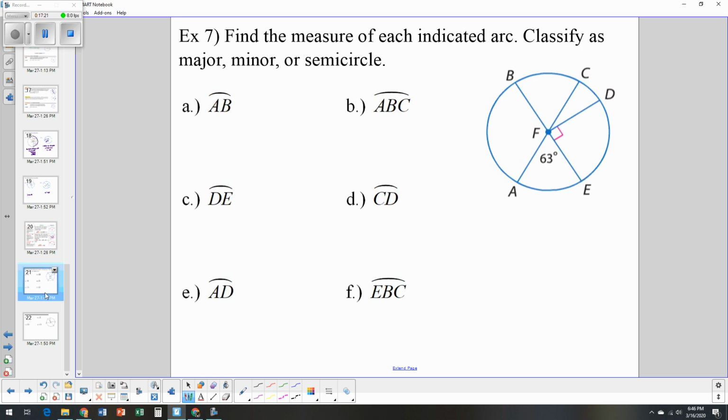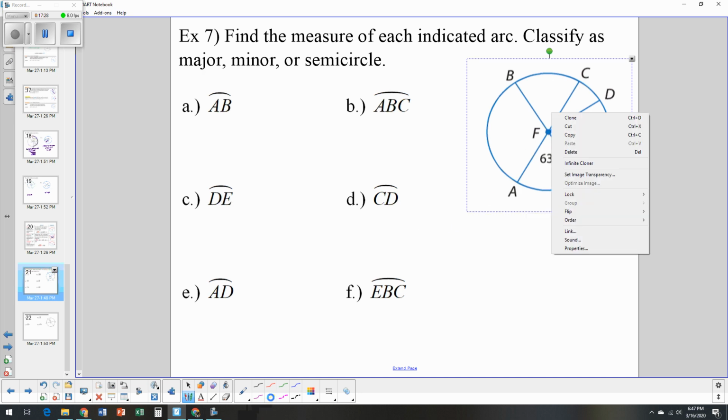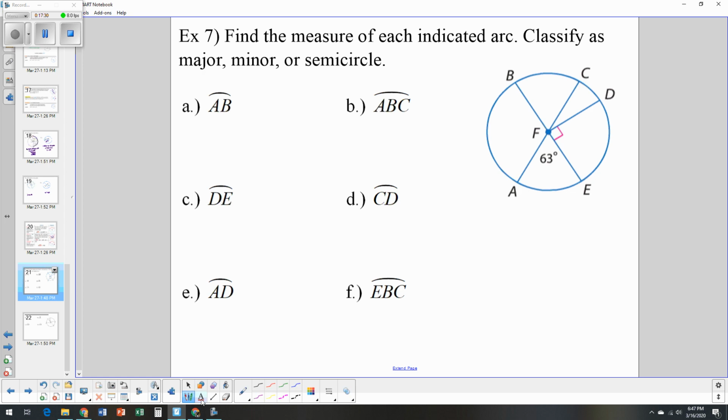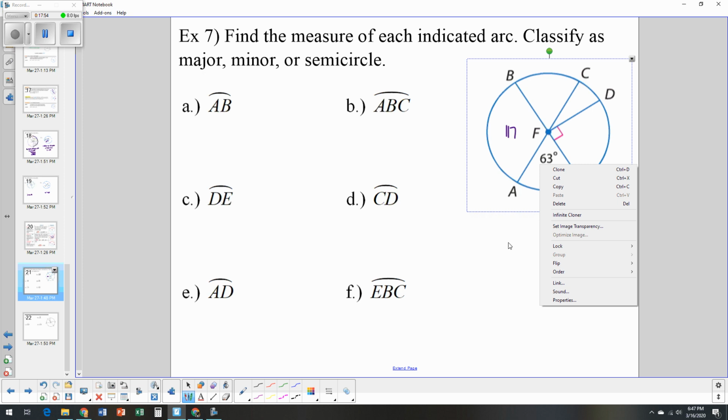So in our last example, if we're looking for the measure of each of the arcs, we can find the measures of their angles first, and if we know the measures of their angles, then we can find those specific arcs as well. Keep losing my pens here. All right, so I know that BE and AC are both diameters. I could tell because those are straight lines that go through the center. So if this part's 180, 180 minus 63 will give me my 117 right here. I know that this is 90.